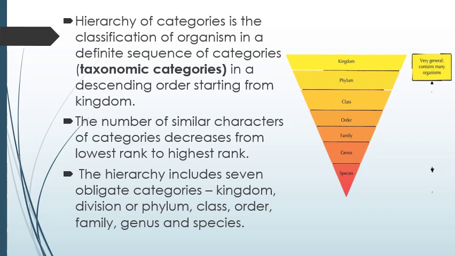Species have organisms that are mostly similar to each other or related to each other. So on the species level there is more similarity of characters between the organisms, and when we move from this lowest rank to the highest rank, that is kingdom, these similarities decrease at each step, and at each step we will have more variety or diversification of organisms. The hierarchy includes 7 obligate categories: kingdom, division, phylum, class, order, family, genus, and species.